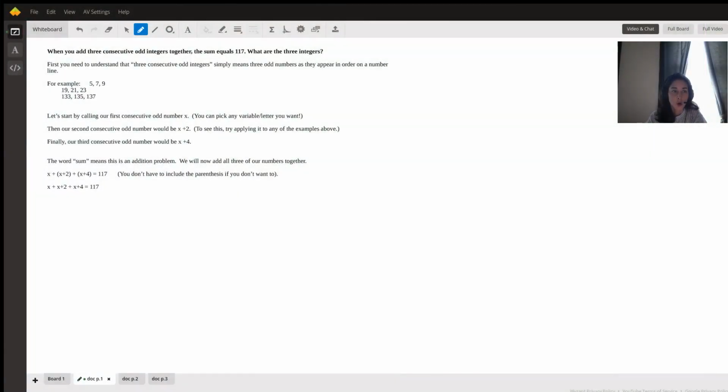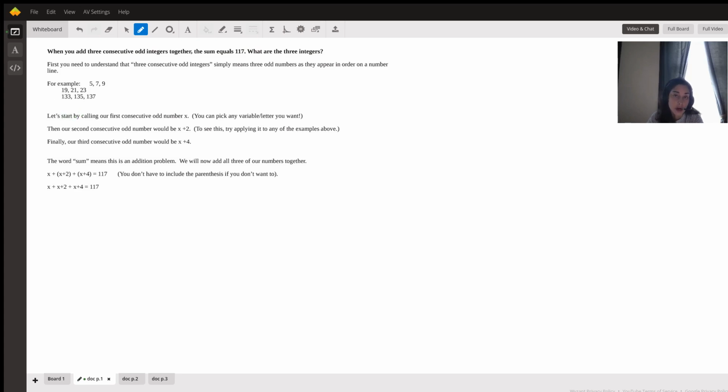Okay, so when you need to add three consecutive odd integers and you know the sum equals 117, how do you figure out what those three integers are? First, you need to understand what three consecutive odd integers means. As I have here, that simply means three odd numbers as they appear in order on a number line. So for example, you might have 5, 7, 9, or 19, 21, 23, and then another example is here.